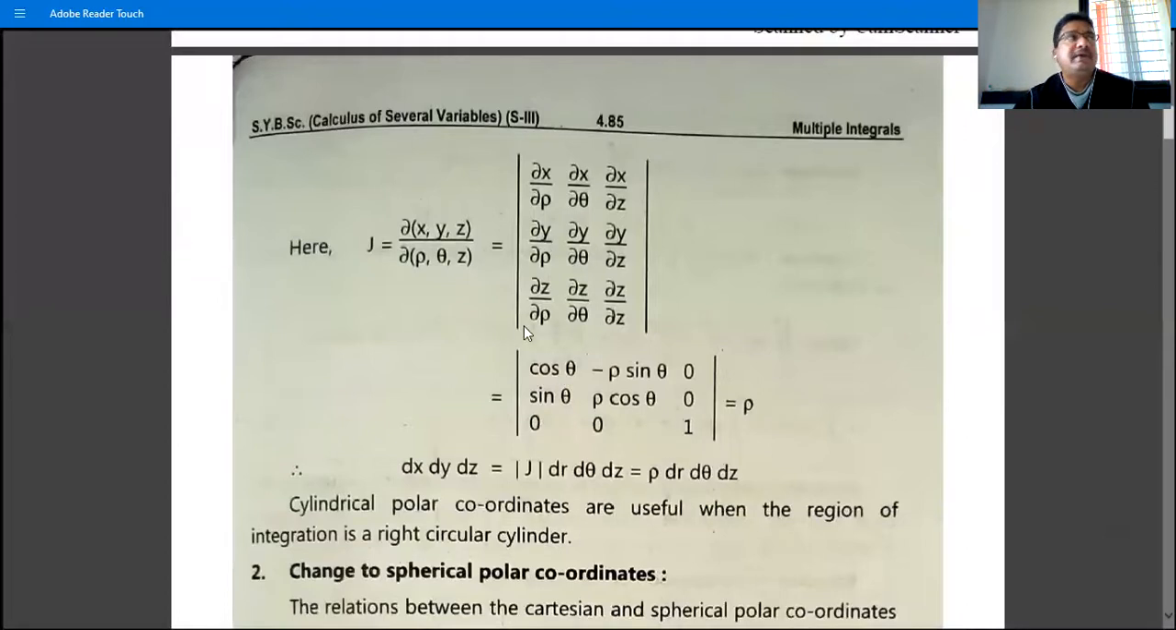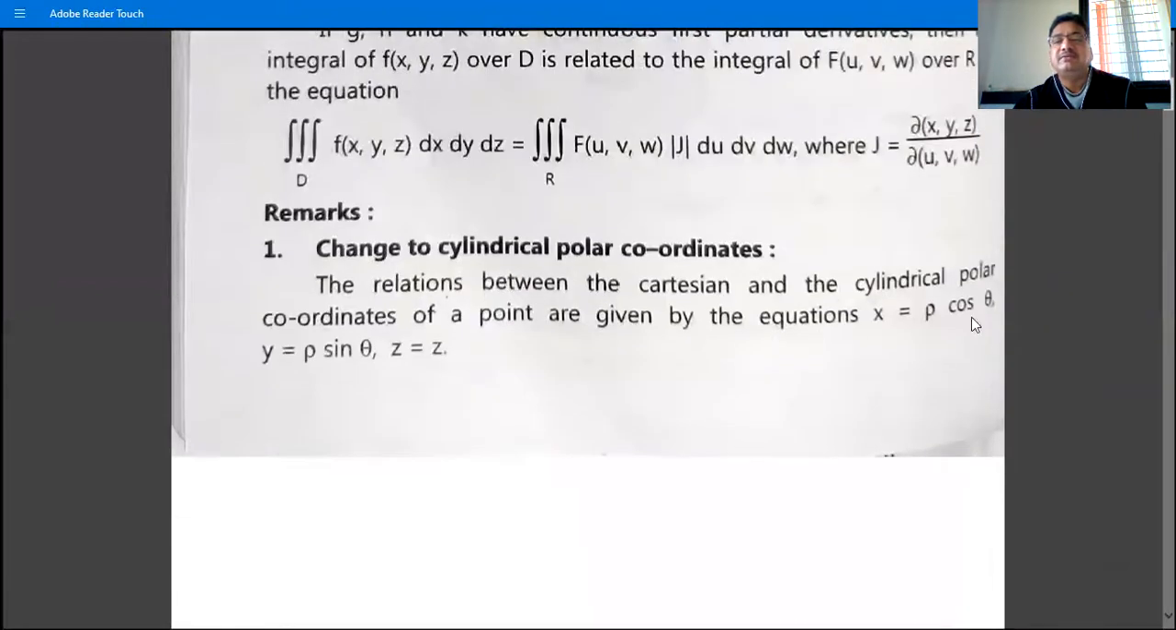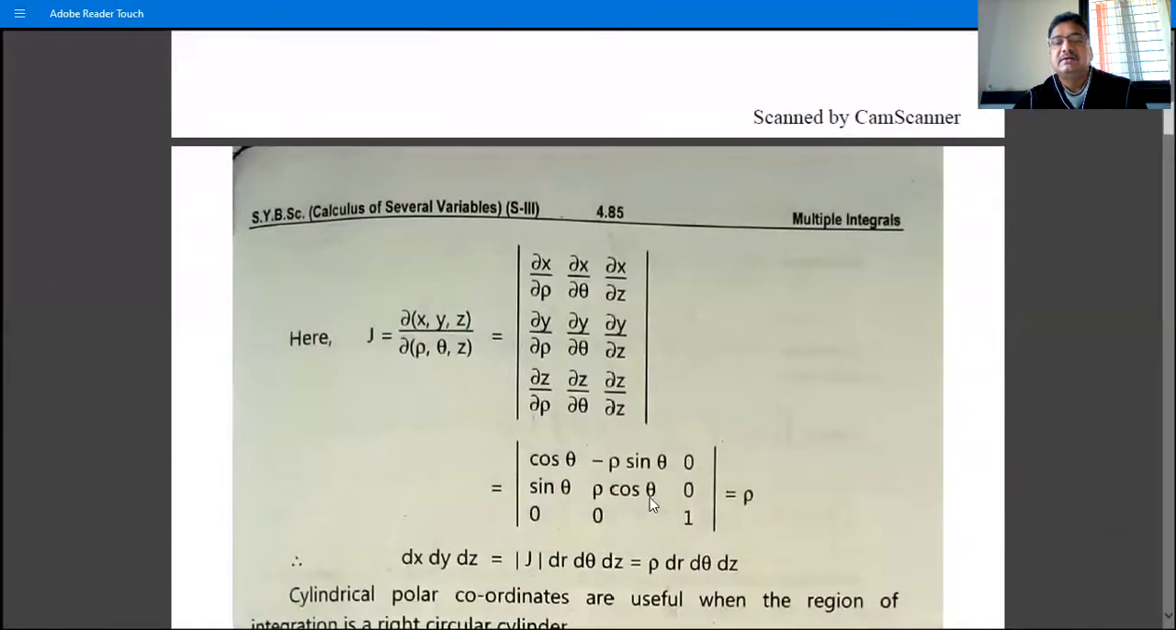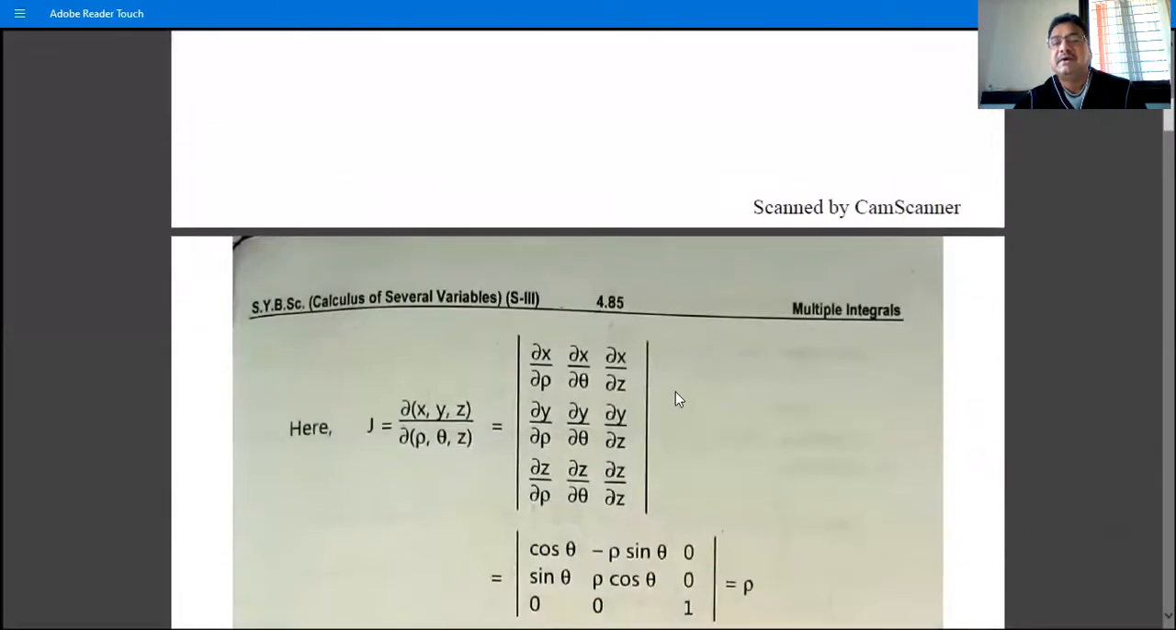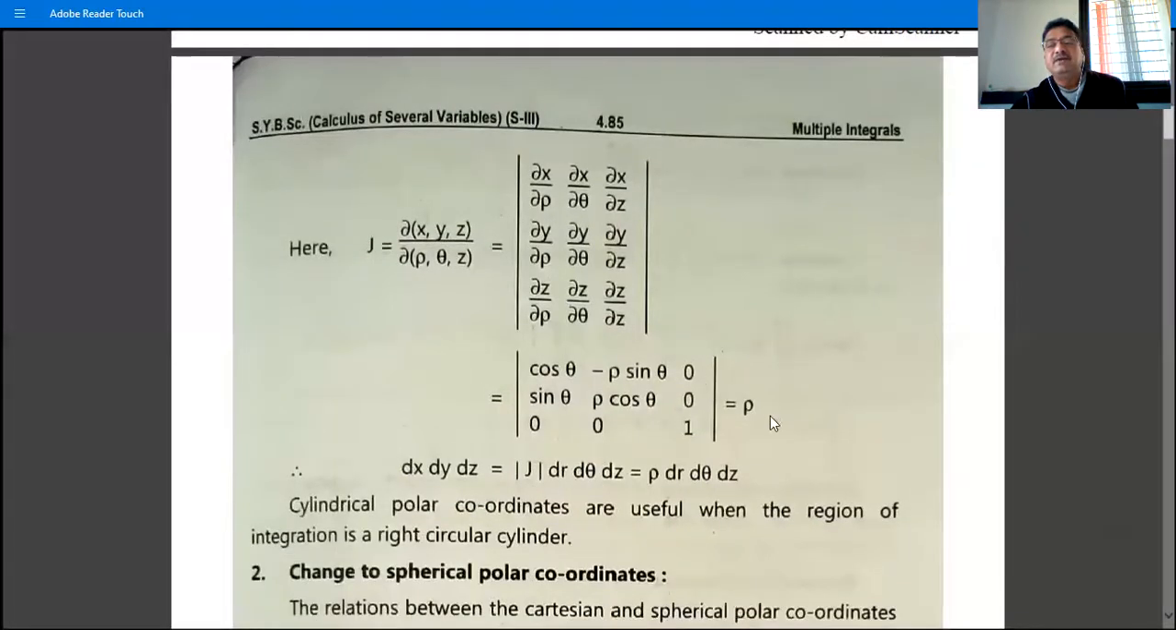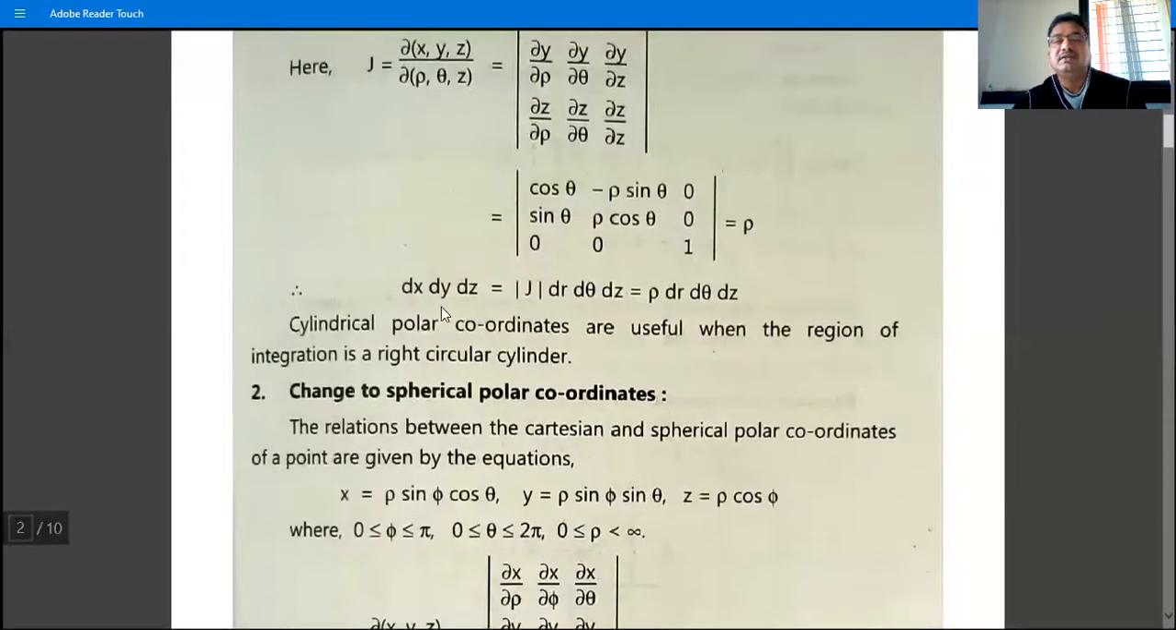Then del x by del rho is what? The derivative of x with respect to rho is cos theta. With respect to theta, rho is constant and the derivative of cos theta is minus sin theta, so minus rho sin theta. In this way, we get the answer: the Jacobian is rho or r. Then dx dy dz in the triple integration is replaced by mod J dr d theta dz, that is, r dr d theta dz. So these are the changes in the triple integration.